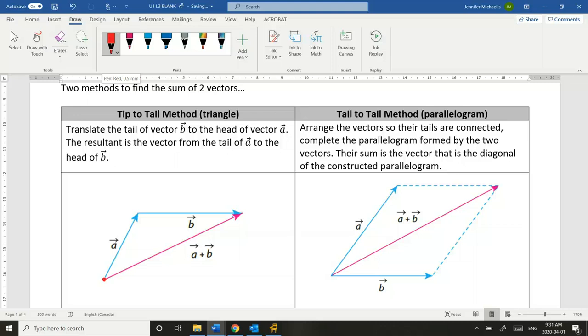The other method is called the tail-to-tail method, or the parallelogram method. This is when we place the two vectors tail to tail, and then we complete the parallelogram that those two vectors form. You see these dotted lines over here are completing the parallelogram. This is essentially an equivalent vector to vector B, and this is an equivalent vector to vector A. So we complete the parallelogram, and the vector that starts at the tail of both vectors and meets at the head of the finished parallelogram over on the right hand side here is the resultant vector.